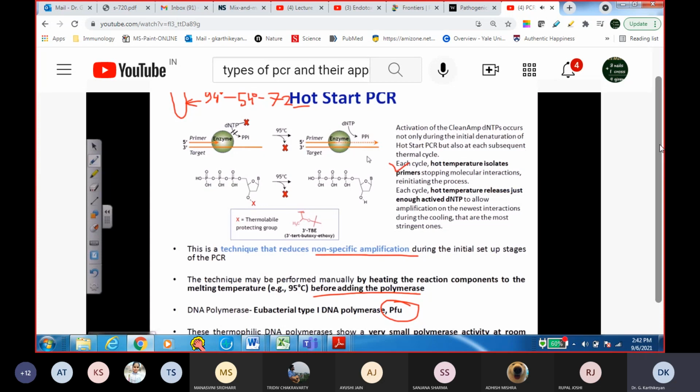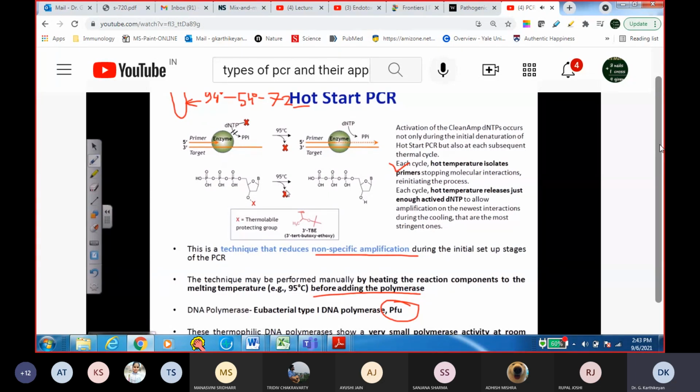So this is the fact that I have already talked about, that it will isolate the primer at this high temperature, so the primer will not be able to bind with the target DNA at non-specific sites. This is an advantage. Second thing is that hot temperature releases just enough activated dNTP.